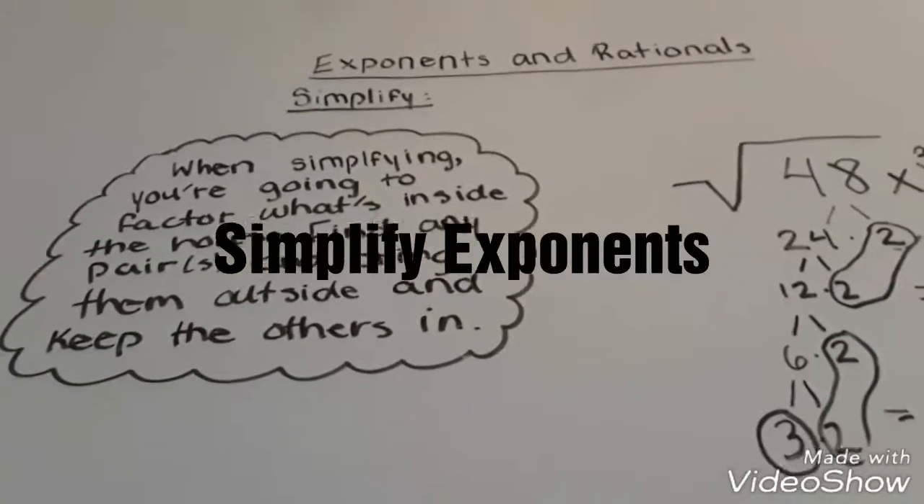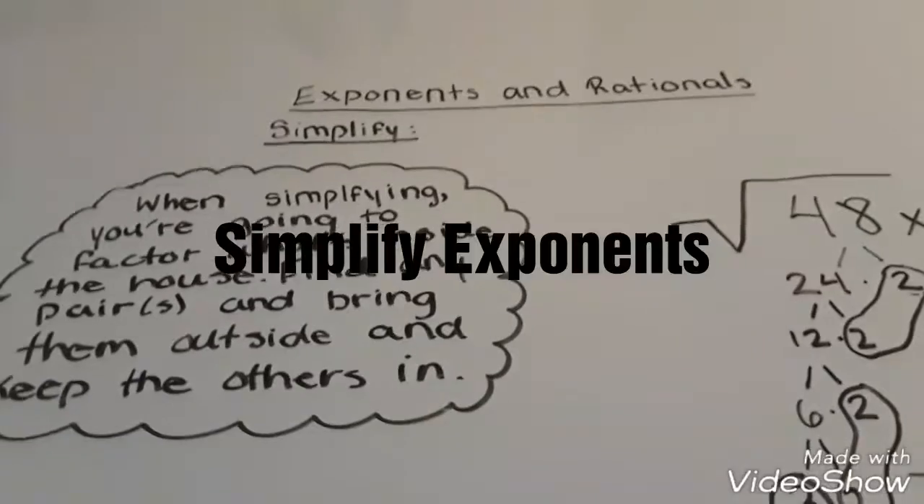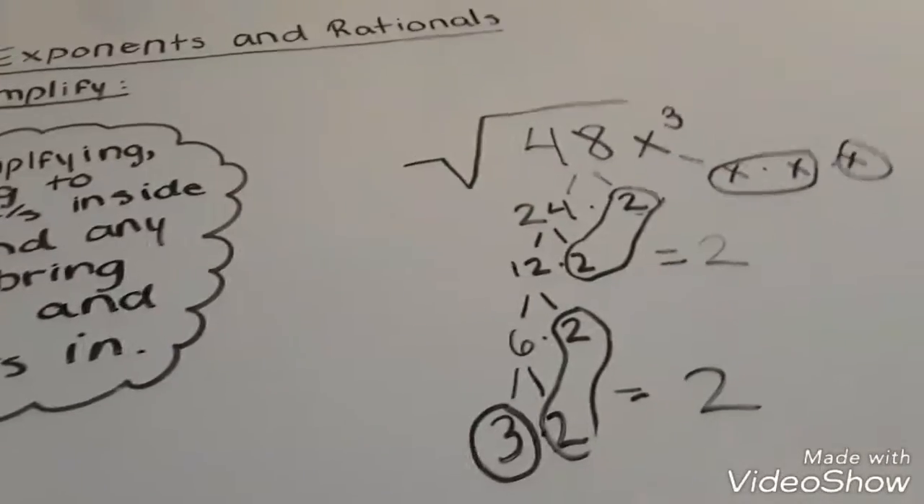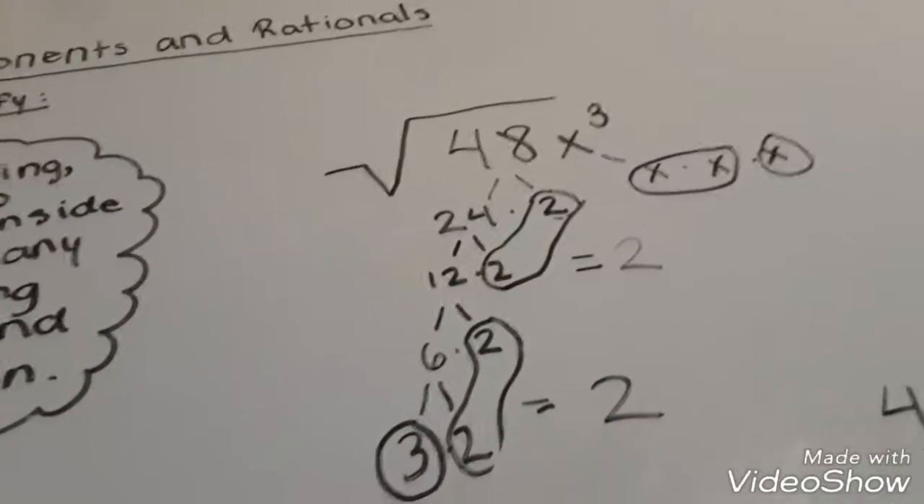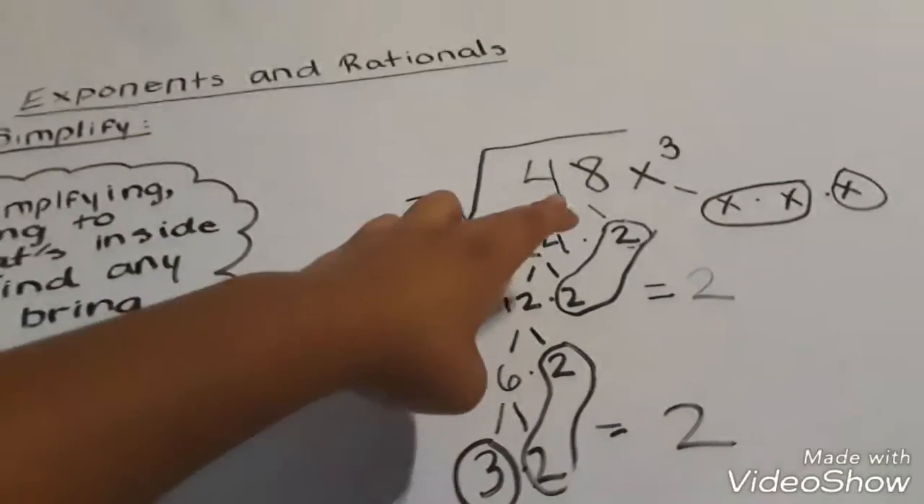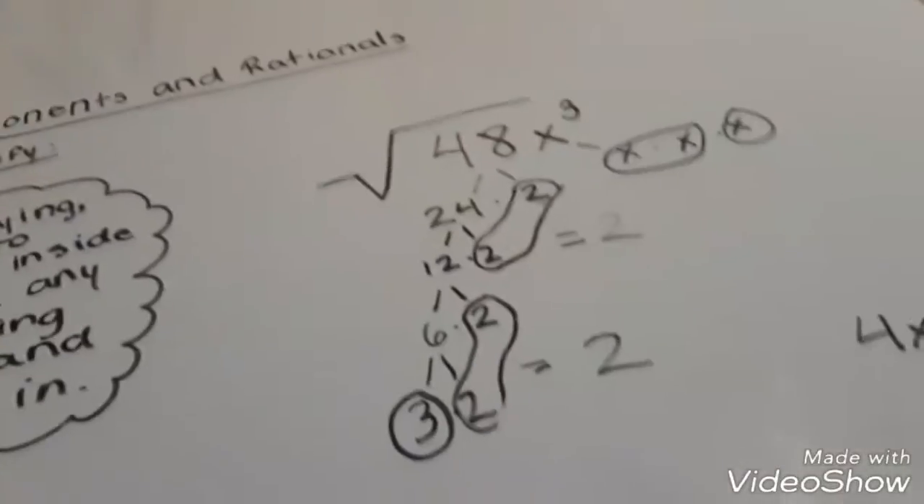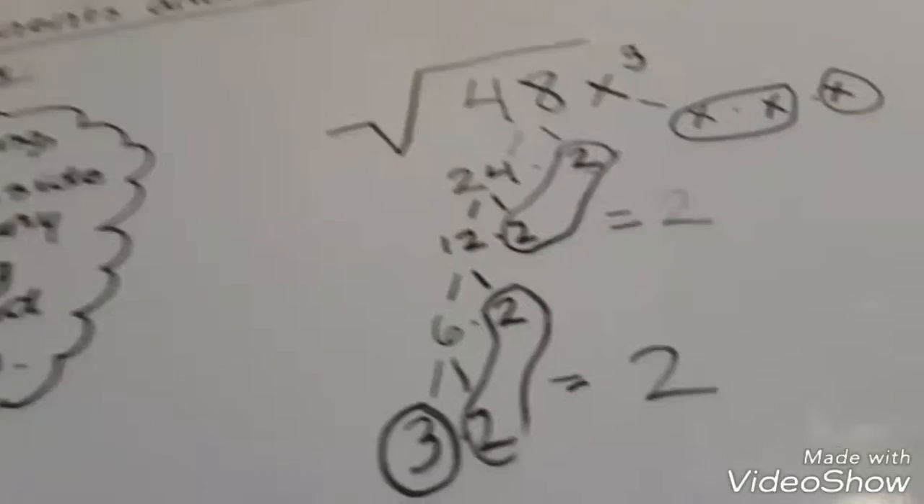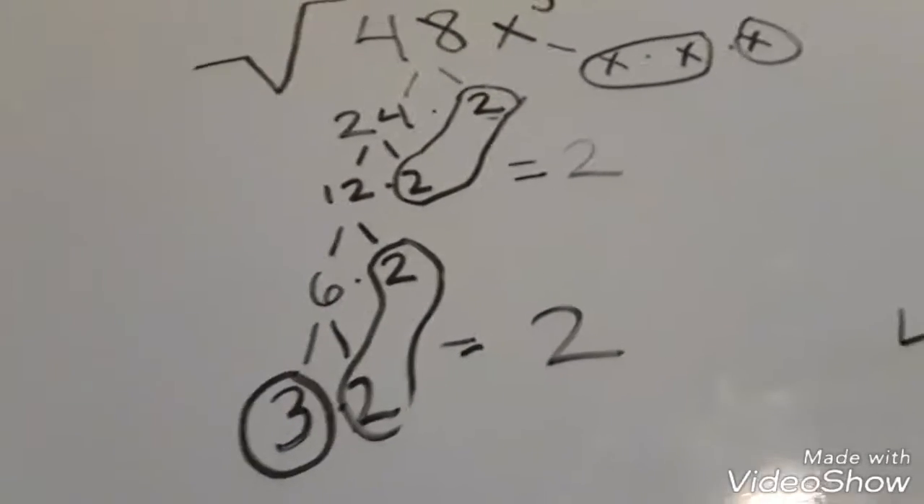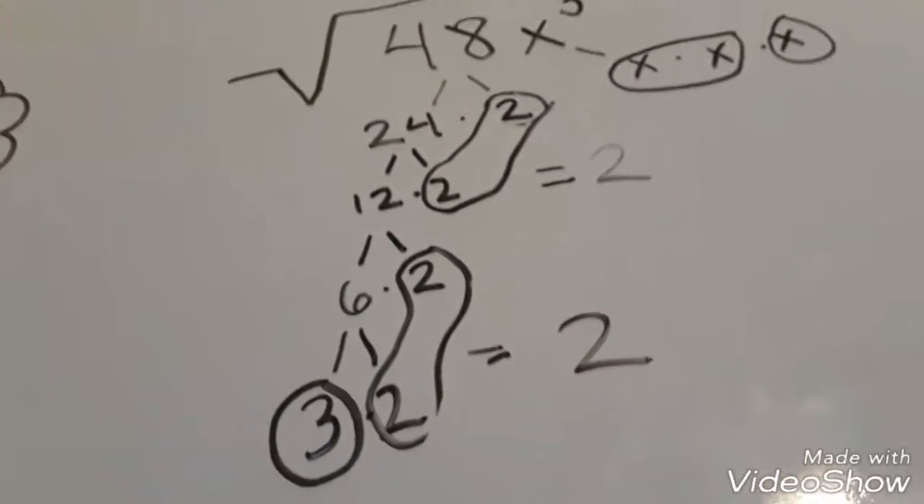Hey guys, today I'm going to teach you how to simplify exponents. So right here I have my equation. It is the square root of 48x to the third power. So when you're simplifying exponents, you're going to factor them until you find the prime numbers.